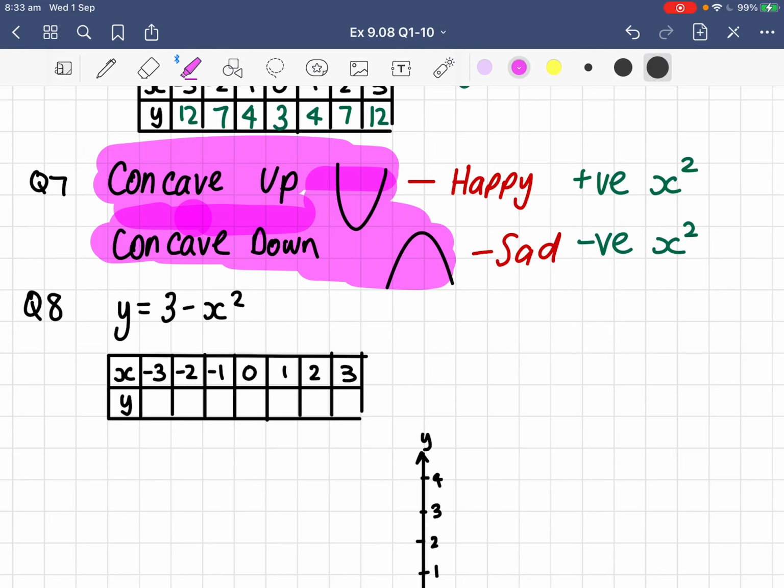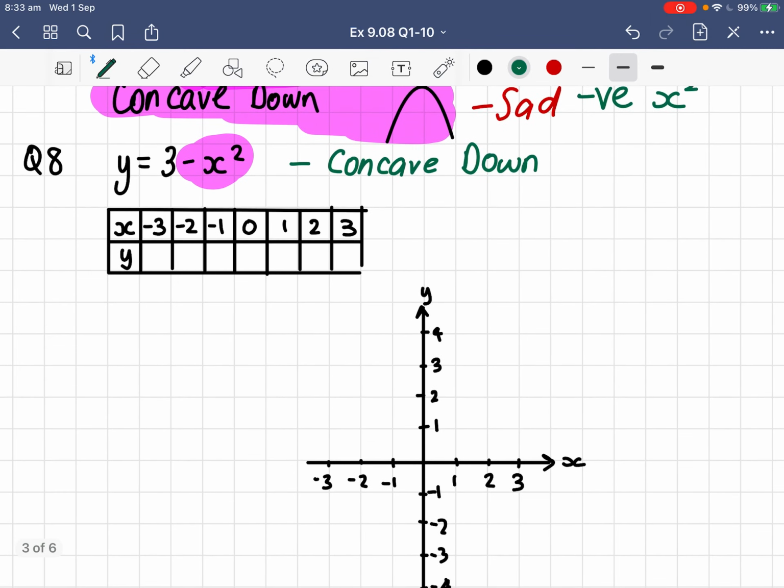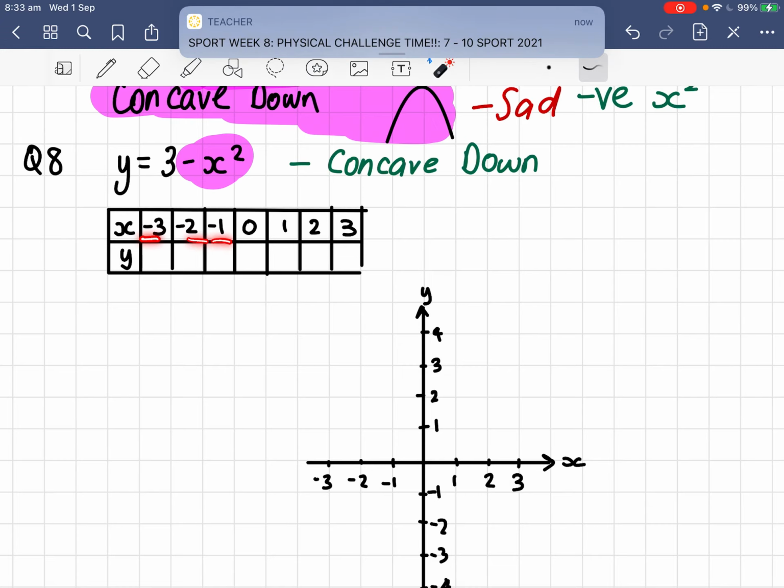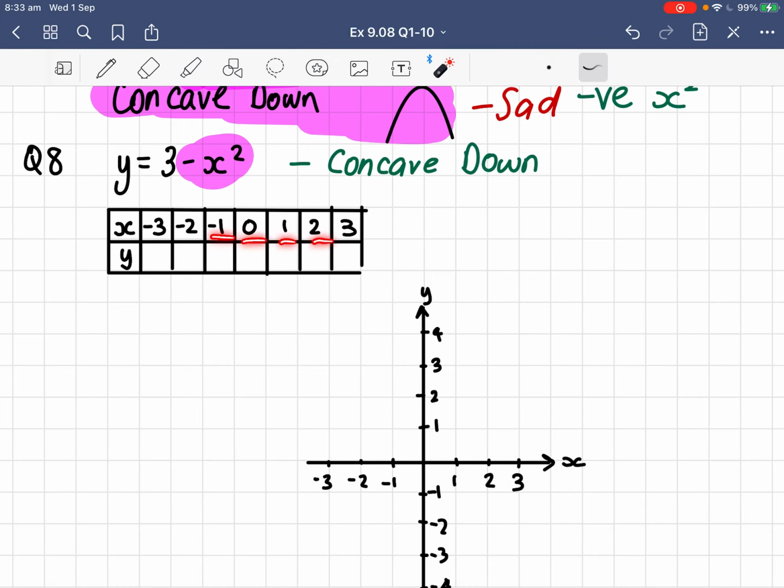3 minus x squared, this negative is attached to our x squared. So because we have 3 minus negative x squared, this means that this graph is going to be concave down because it is sad because it's negative. So concave down. Now what we want to do is we want to substitute in our x values into our equation in order to get our y values.